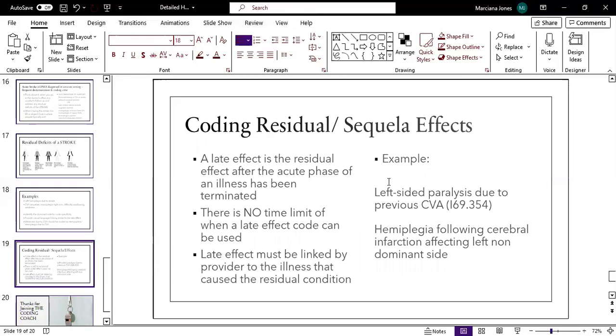So coding residual or sequela effects. A late effect is the residual effect after the acute phase of an illness has been terminated. There is no limit of when a late effect code can be used, meaning that if you have become paralyzed after this stroke, if 2 years later or 10 years later, you're still having late effects or you're still having issues due to this stroke, then you can still code it.